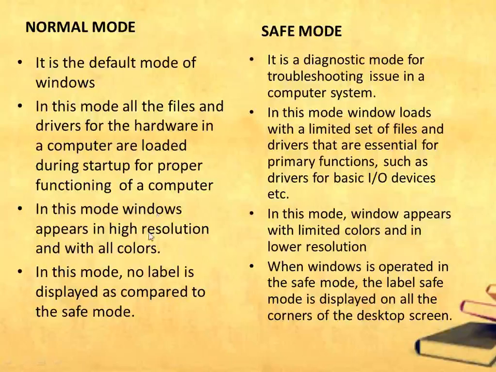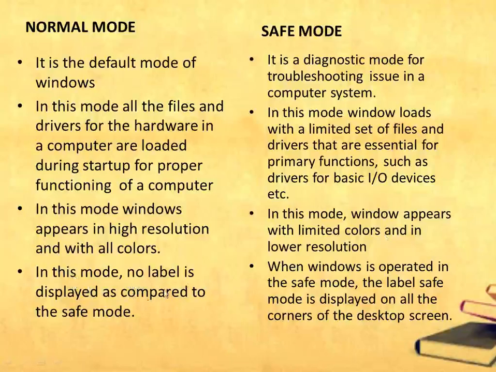In normal mode, Windows appears in high resolution and displays with all the colors. But in safe mode, Windows appears with limited colors and in lower resolution. The resolution is very low, so in safe mode you can see your system screen won't be clear. That is because it uses limited colors, so the resolution is not clear.